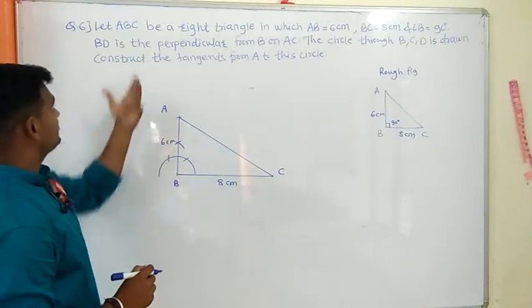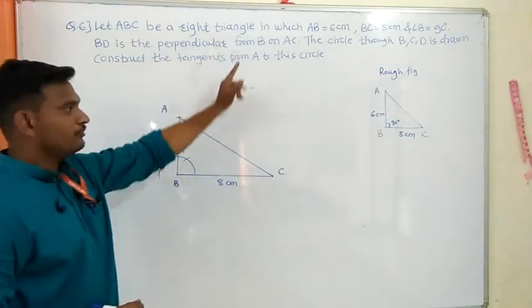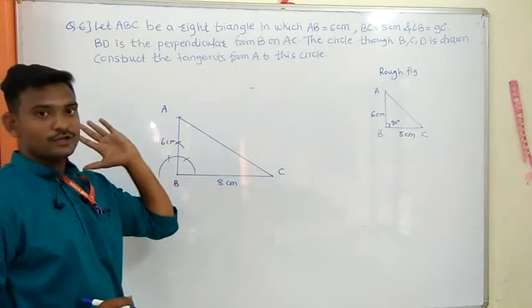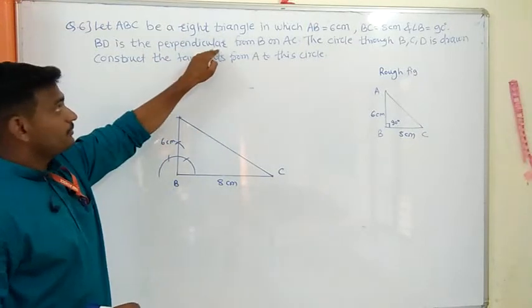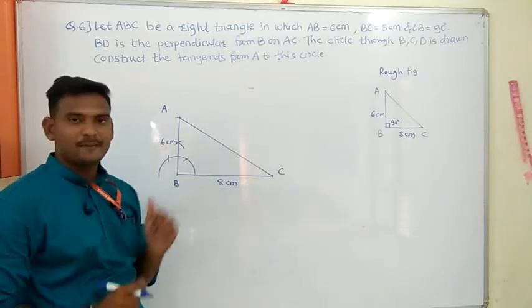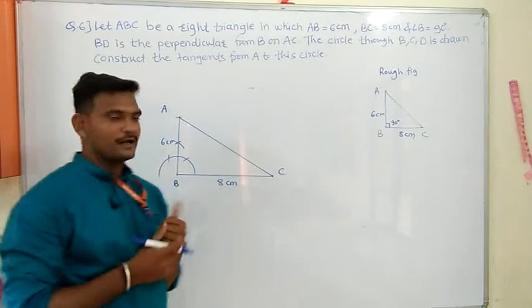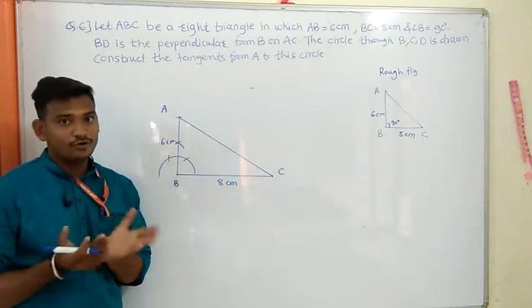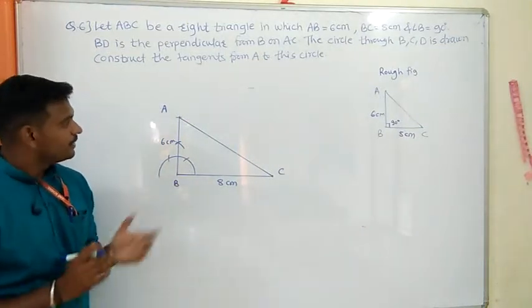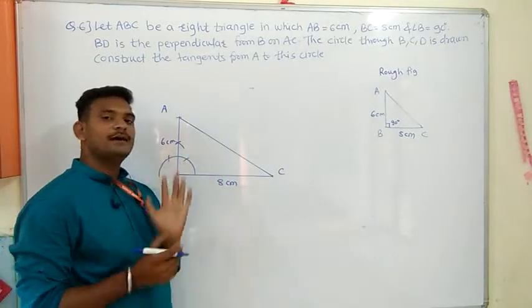Now, after this, what is the procedure? See here, BD is perpendicular from the point B. We have to draw BD perpendicular from the point B on AC. How to draw it? At which point we have to draw it? We don't know. On the AC only they have given.